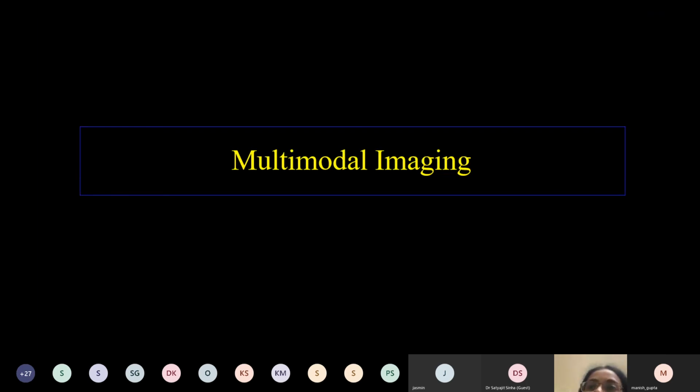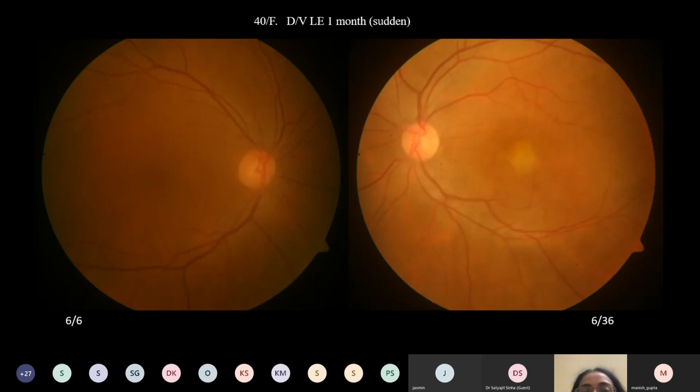So when you talk individually about these imaging modalities, of course, you need to resort to multimodal imaging. So we have this patient presenting with decreased vision in the left eye since 1 month, and this decreased vision was sudden in onset. Vision had gone down to 6/36. Now, clinically, you see some kind of lesion a little smaller than the disc, a white, coin-shaped lesion involving the fovea. Now, the first thing that comes to your mind as a clinician is whether it's inflammatory or non-inflammatory.